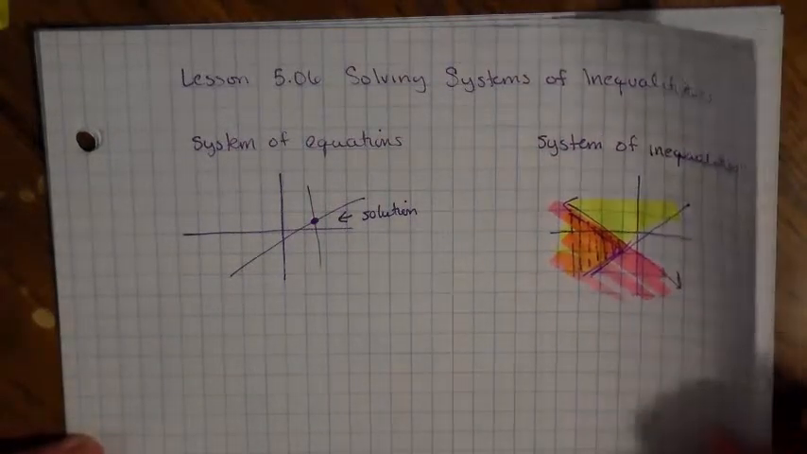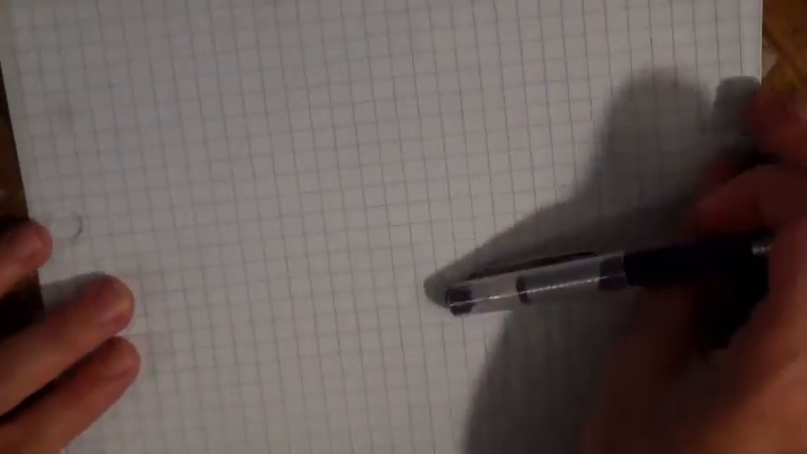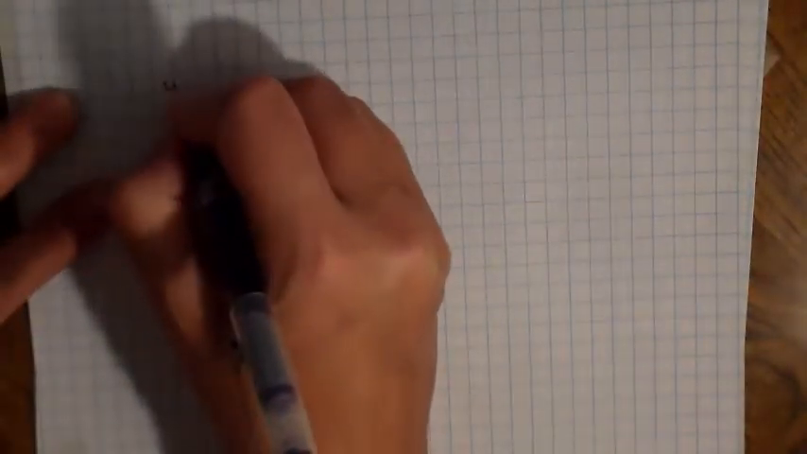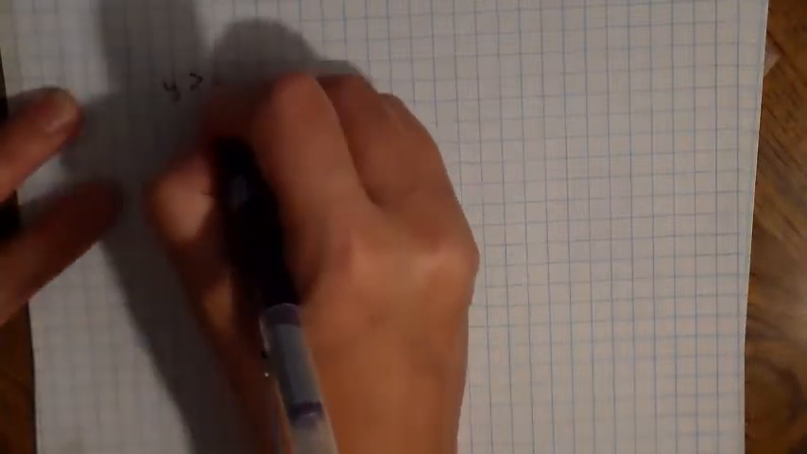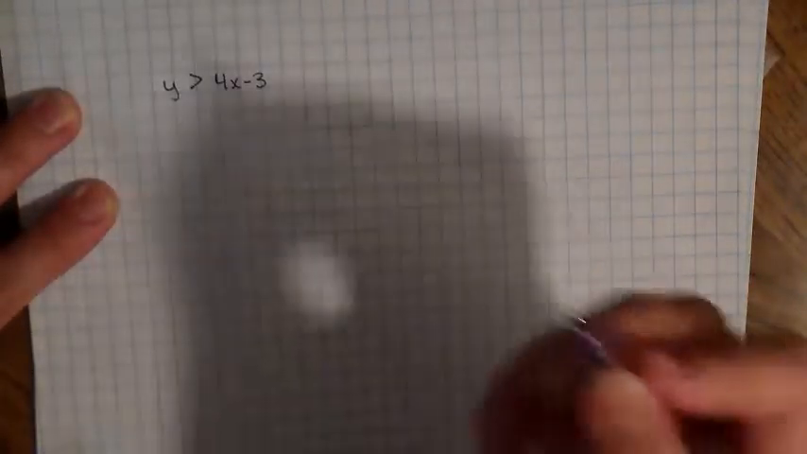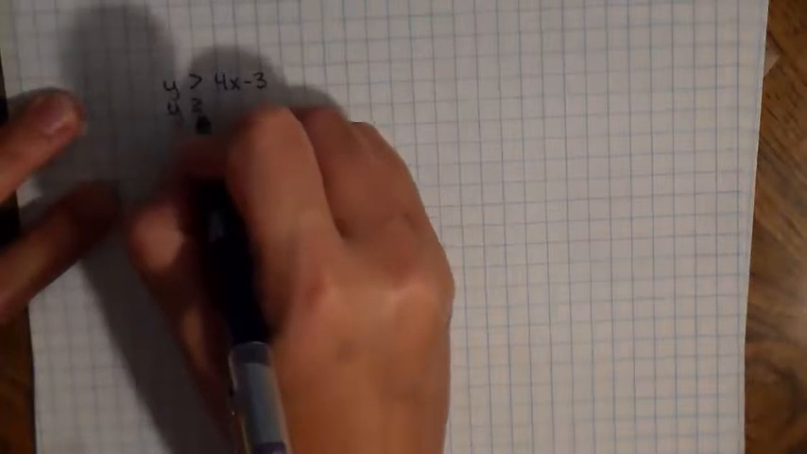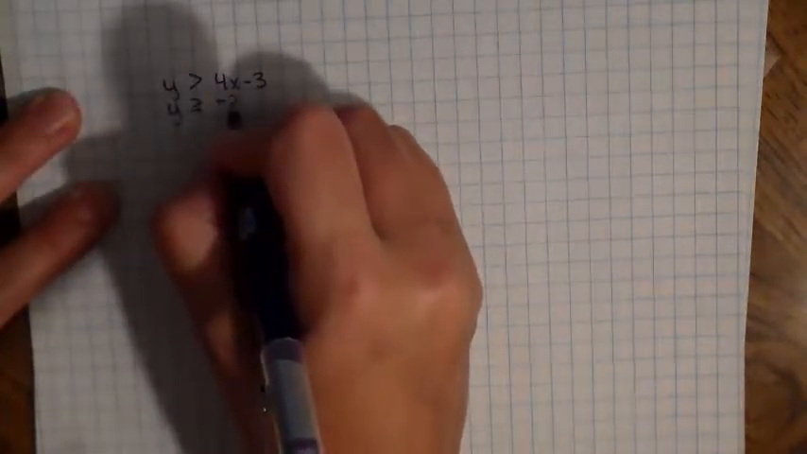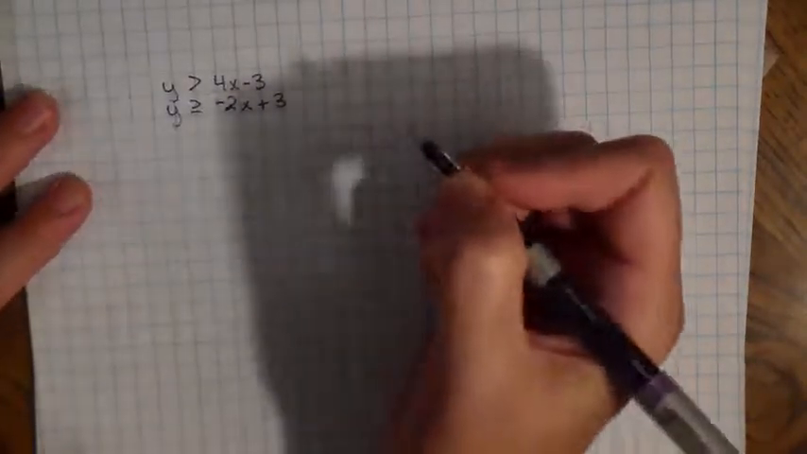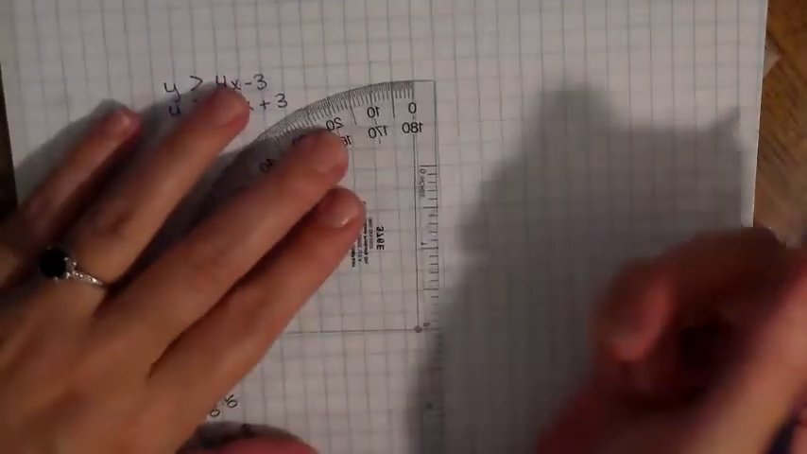So to solve the system of inequalities, we're going to need to graph a system. So the first thing I want to do is come up with a system. Our first example is going to be y is greater than 4x minus 3, y is greater than or equal to negative 2x plus 3. So I want to graph both of these inequalities on the same coordinate plane.